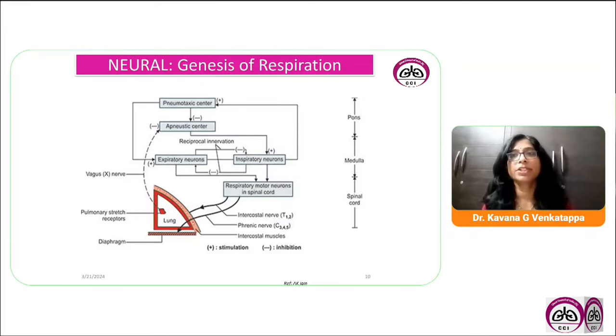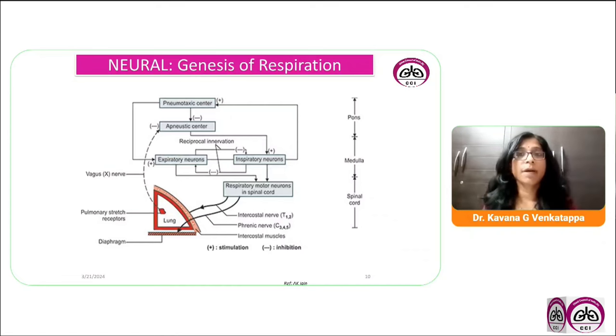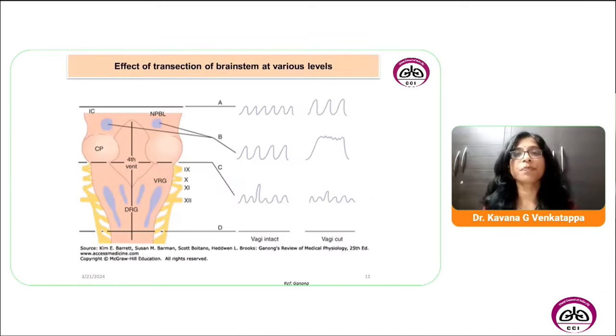So expiration and inspiration both have reciprocal innervation. Apart from the inhibitory influence of the vagus over the apneustic center, we can also see the influence of the pneumotaxic center over the apneustic center, which shows the inhibitory influence again.